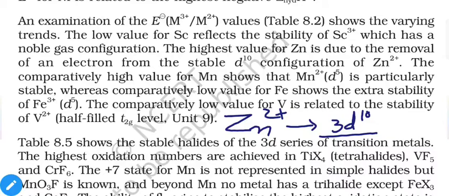And the same thing is applicable with Mn, because in Mn2+ we have a d5 electronic configuration, the second most stable configuration for d orbitals, and that's why it is again high.